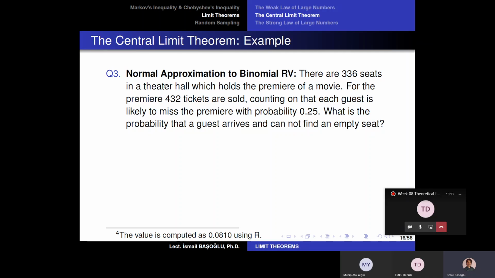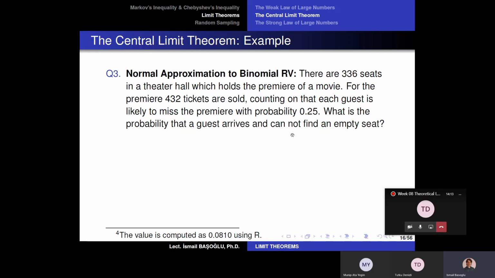There are 336 seats in a theater hall which holds the premiere of a movie. For this premiere, 432 tickets are sold. People tend to sell more tickets than the available capacity. Why? Because they are counting on each guest being likely to miss the premiere with 0.25 probability. Guests invited to the premiere of a movie are likely to miss it because they have another important thing to do. And that probability is independently equal to 0.25 for each invited guest.